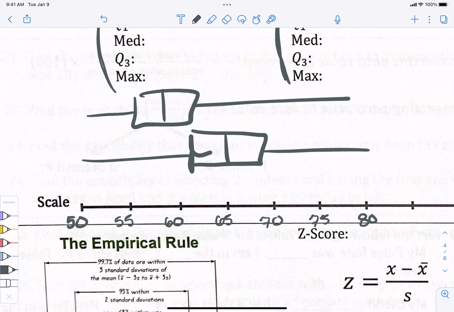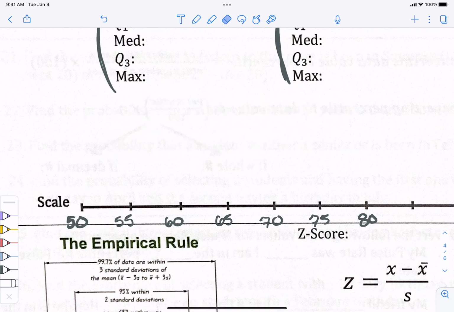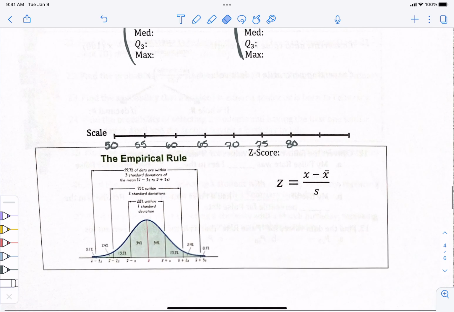That at some point is what your box and whisker plots will look like. Make sense? Yep. Good? Okay? All right, let me erase this. You'll just put those right above there. Okay, and that's all for the third page. I say that's all, but like that's a lot. Right?